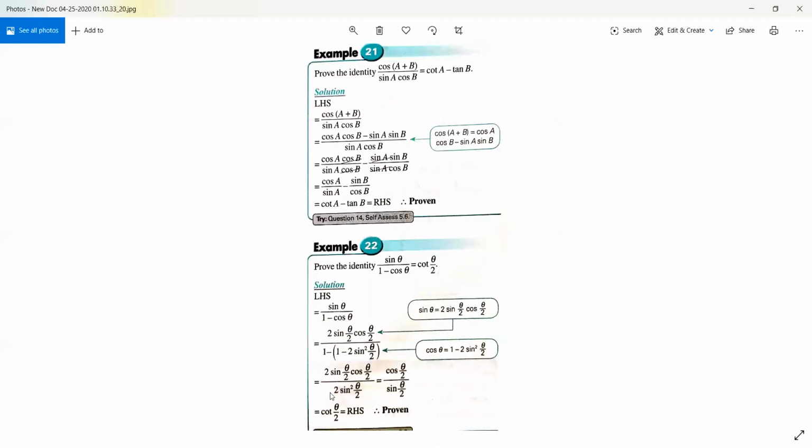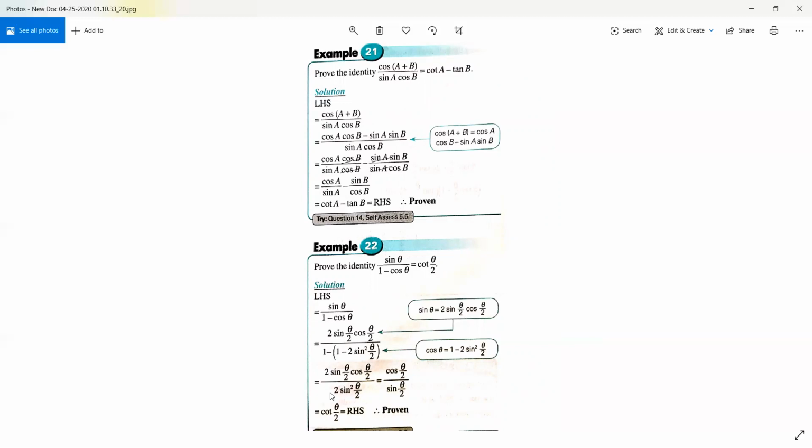Proven. Okay. Prove the identity cosine A plus B over sine A cosine B equals cotangent A minus tangent B. Okay, so from the left hand side, cosine A plus B is actually cos A cos B minus sine A sine B. You bring it to both sides. So your left side is cos A cos B over sine A cos B minus sine A sine B over sine A cos B. Both have the same denominator. Then you cross out the same ones. Then you're left with cos A over sine A and sine B over cos B. Then cos A over sine A is cotangent, sine over cos is tangent. Okay, it becomes the right hand side, proven.